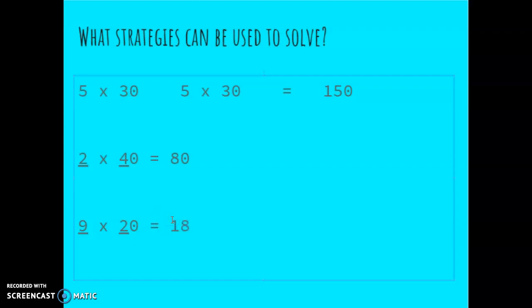So now we've got our first 2 digits in our answer. The only thing that we have remaining is this 0. So what should I do with this 0? I don't have to think about multiplying it because I already know that it's going to be at the end of my answer. And 9 times 20 gives me 180.